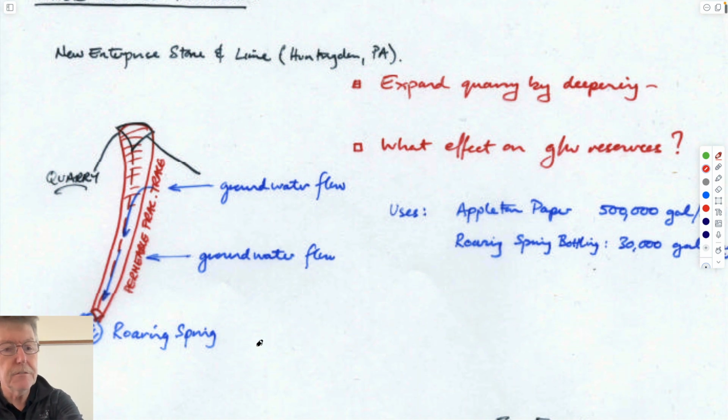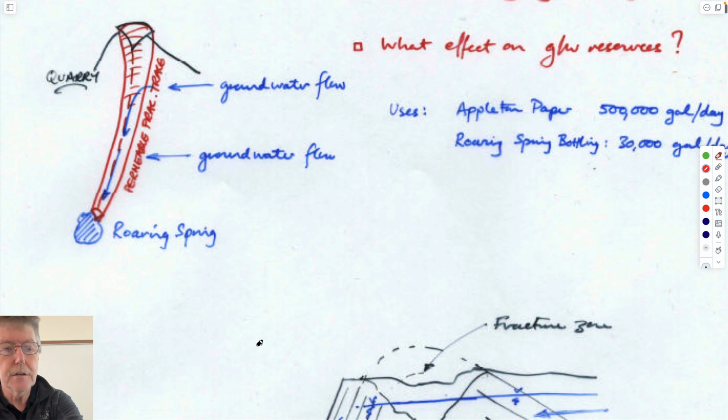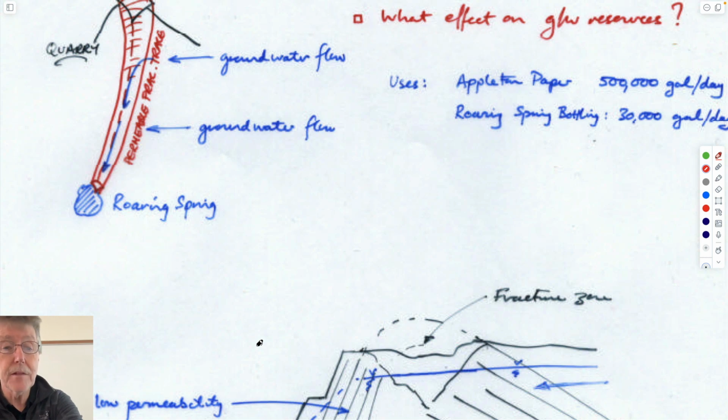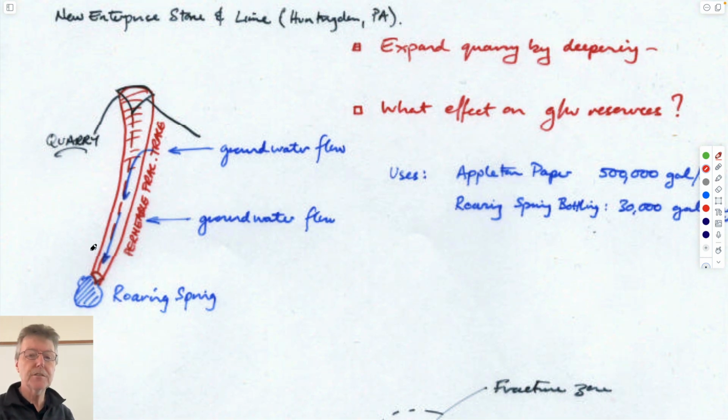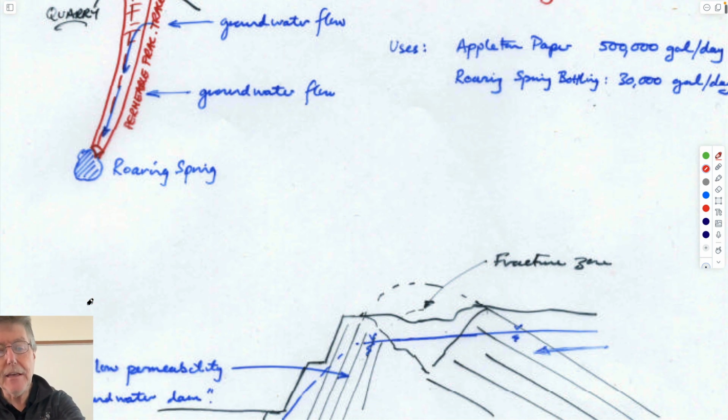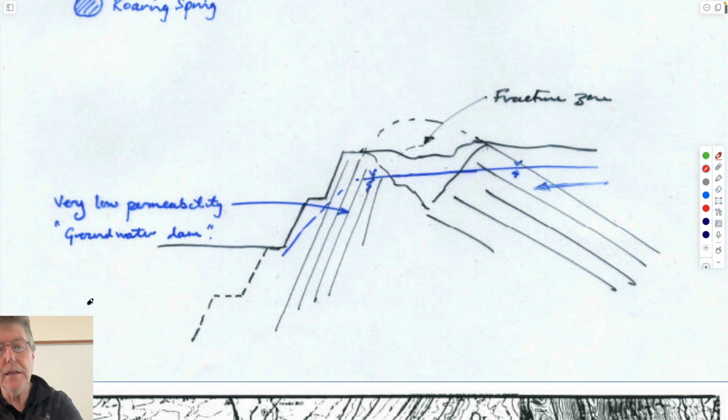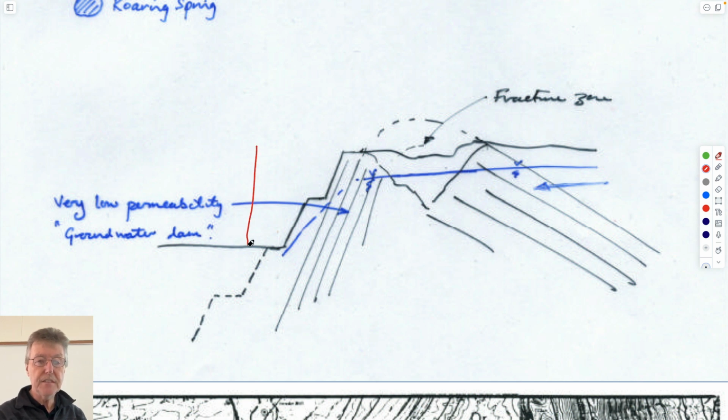An interesting project that I was involved in, actually it's probably almost 30 years ago as well, is the town of Roaring Spring, which sells its own bottled water, but also has or had a paper company, the Appleton Paper Company. And they were worried by the plans for deepening of a limestone quarry, New Enterprise Stone and Lime, which at the time quarried with a couple of benches, probably 50 feet deep or so was its current depth.